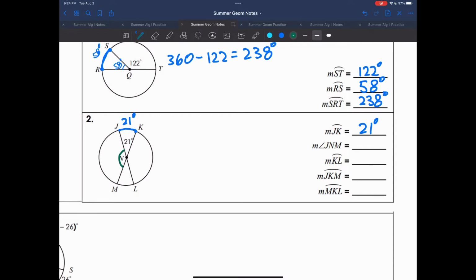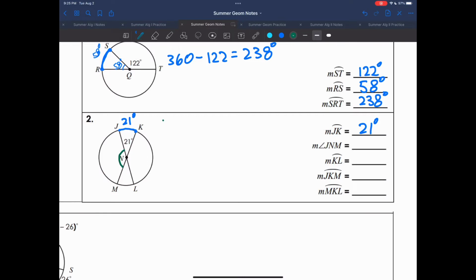And this is where I say, really look at your straight lines. I'm going to focus on this straight line in particular, okay? Because I know this angle plus this angle next to it, all on that straight line, have to add to 180. So I can take 180 and subtract off 21, and that will leave me with this missing part.